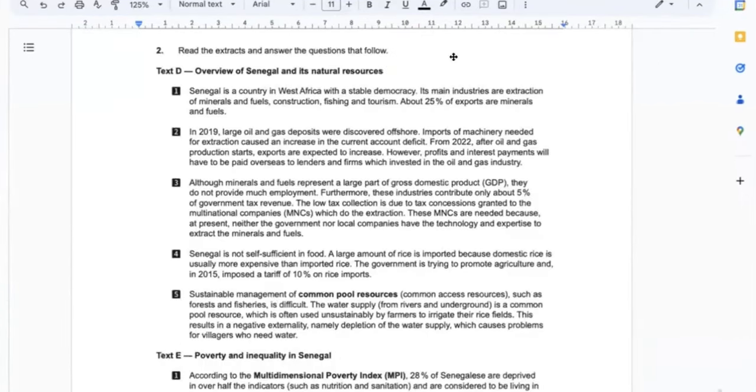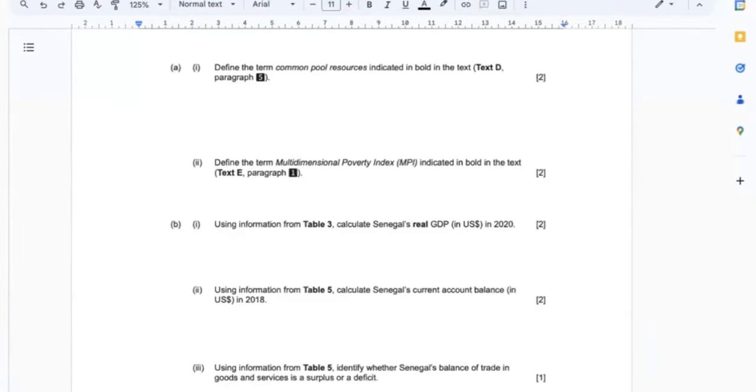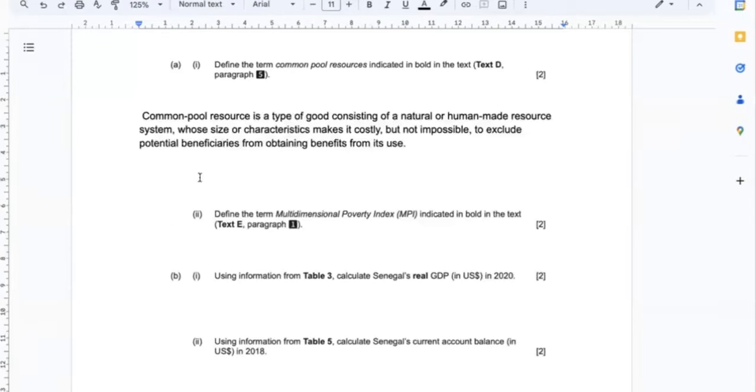Question 2 is about Senegal and its natural resources. Question A1. Define the term common pool resources indicated in bold in the text.